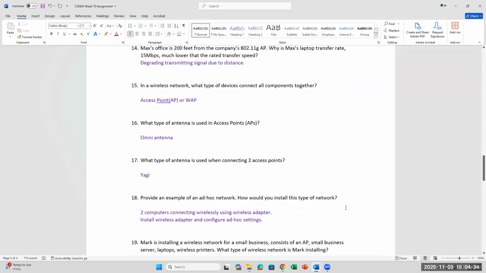So for question 16, what type of antenna is used for an access point? We want an omnidirectional antenna because we have many wireless devices connecting to it. And a Yagi antenna would then be used to connect two access points together. They are just one direction, right?